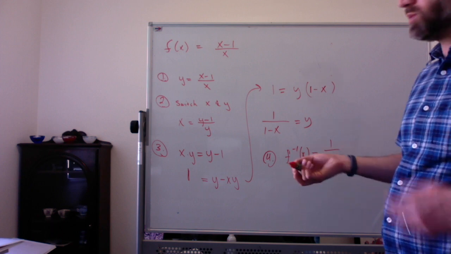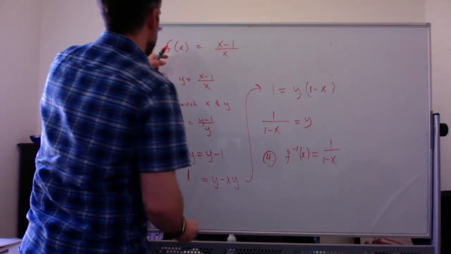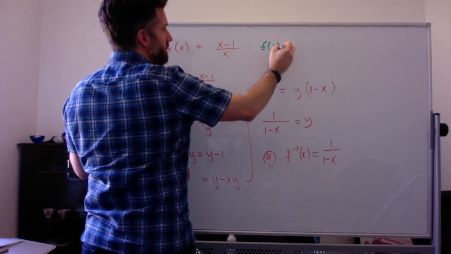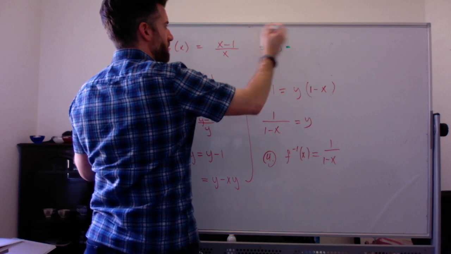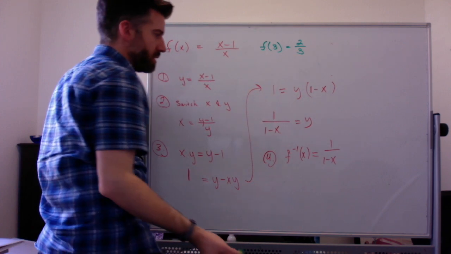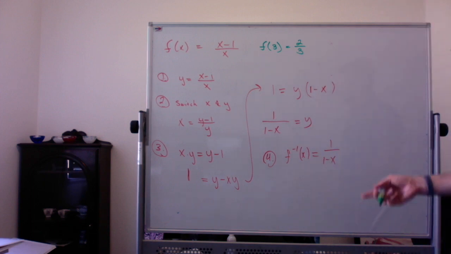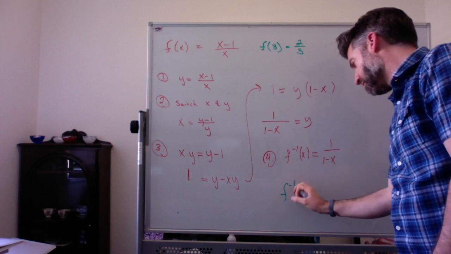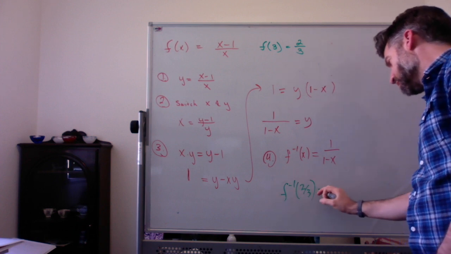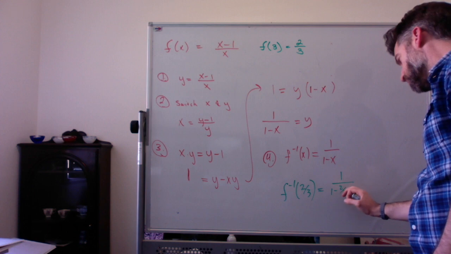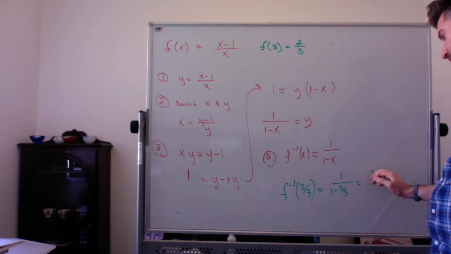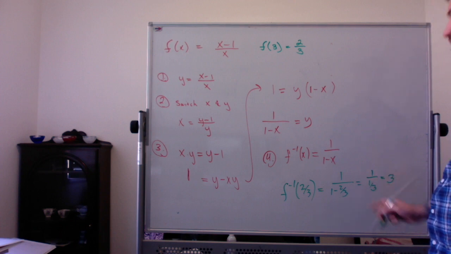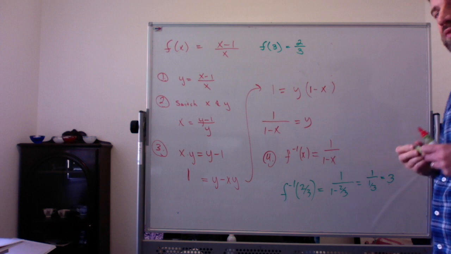A couple things to note. These functions do undo each other. If I plug in something for f of x, let's do 3. f of 3 is going to be 3 minus 1 is 2 over 3, 2/3. The inverse function should take whatever you got for the output and spit back out the input. So it should be true that f inverse of 2/3 is 1 over 1 minus 2/3. 1 minus 2/3 is 1/3. And 1 divided by 1/3 is 1 times 3, which is 3. Oh yeah, it got me back to where I started. Inverse functions always do this.